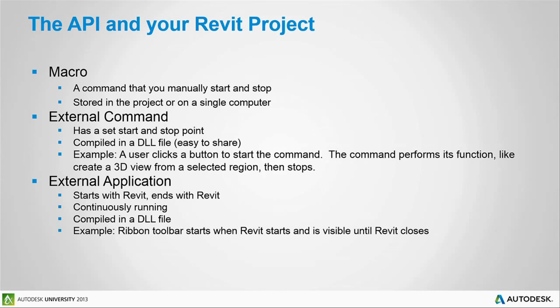Now, the next two are external. Basically, that external part means that it's stored in a DLL file. You compile it, and then you can share it with your colleagues. You can share it with somebody else. There's external command. This, again, command meaning that you call it, it does whatever it's supposed to do, it stops, and it's finished. An example would be if you click on a button and you want it to actually perform a function. Maybe you select a region in Revit and you want it to automatically compute a 3D section box. When it's done, it stops, it's out of memory.